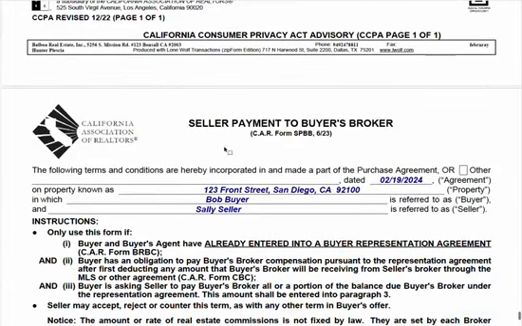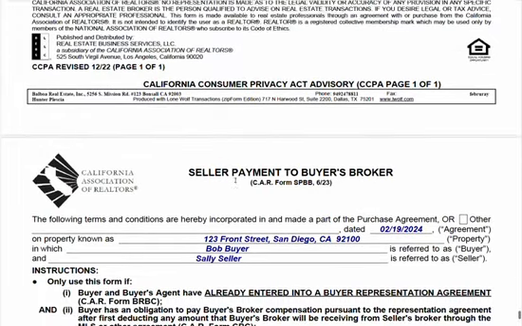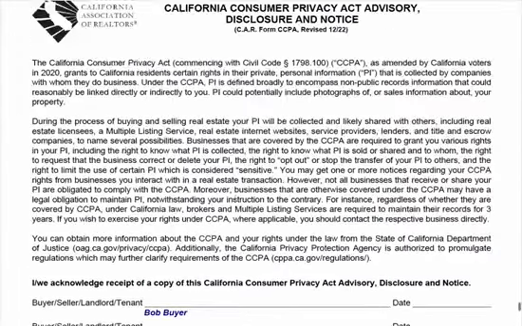Oh, this populated the seller's payment to buyer's broker. This is what happens if you check those boxes. It populates forms at the end of it. But this is the last form in the bundle.